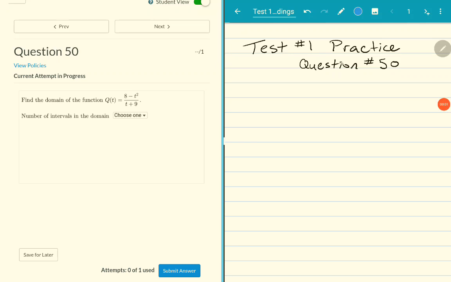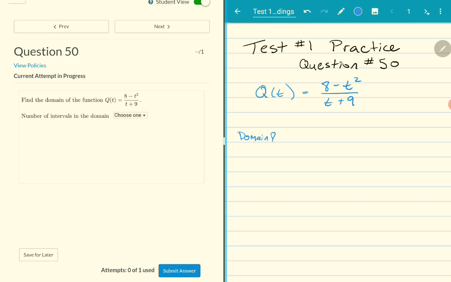Looking at the test number 1 practice problem set, I'm looking at question 50, where I'm asked to find the domain of the function q of t, which is 8 minus t squared over t plus 9. So when I look for the domain of a function, and not a composition or an operation, but just a function, the two things I'm looking for are the domain restrictions. What can't happen?